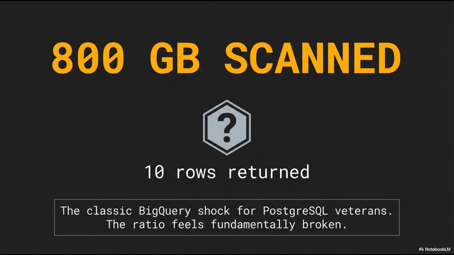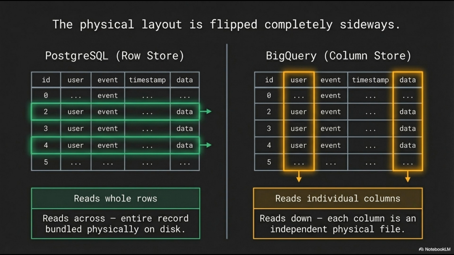Right. But BigQuery is a distributed query engine built on columnar storage, which means it flips that physical layout completely sideways. Sideways. Okay, so how should we visualize that? Well, think of a spreadsheet. In Postgres, you read across the rows. But BigQuery reads down the columns. Instead of storing all the fields for one event together, it takes a single column, say the event type, and it stores all the values for that column across millions of rows contiguously.